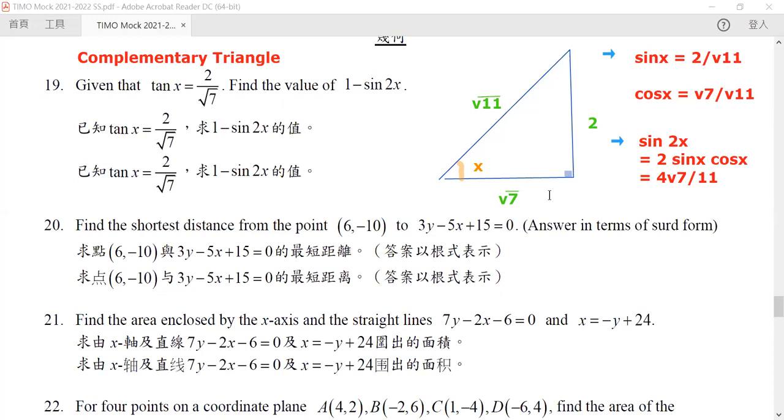So our answer will be 4 root 7 over 11. And hence, what is the value of this expression? It will be 1 minus this, but sine 2x is 4 root 7 over 11. So this would be equal to 11 minus 4 root 7 over 11. This is our answer.